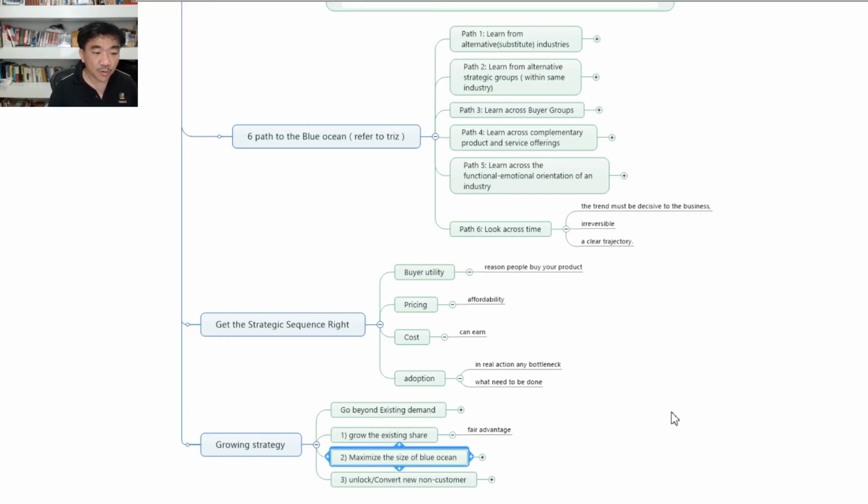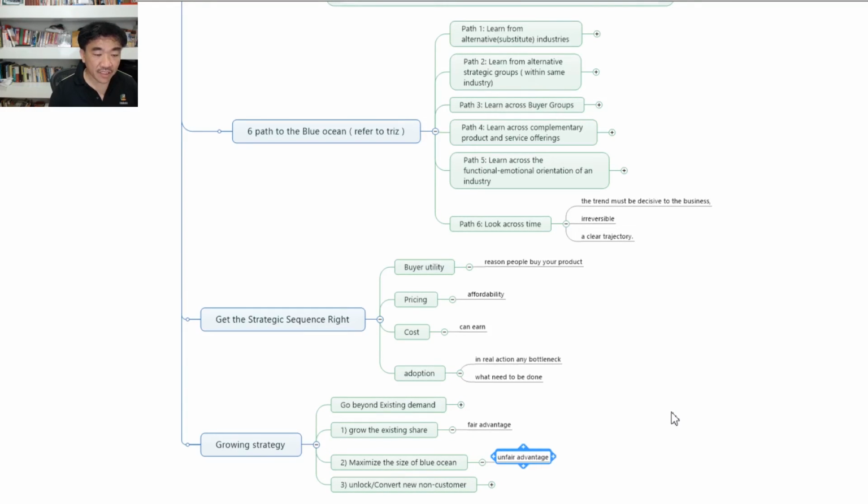The second is to maximize the size of the blue ocean, or what we call unfair advantage. So you need to have an unfair advantage. I will give an example of two unfair advantages, like monopoly. For example, if you go to a new area in the name of some certain thing, then people cannot copy your name, so it becomes monopolized. The second thing is hard to copy. If it's hard to copy, then you still have the unfair advantage.